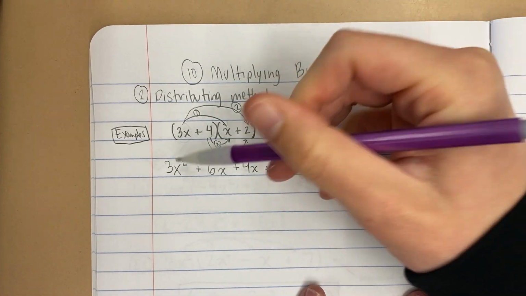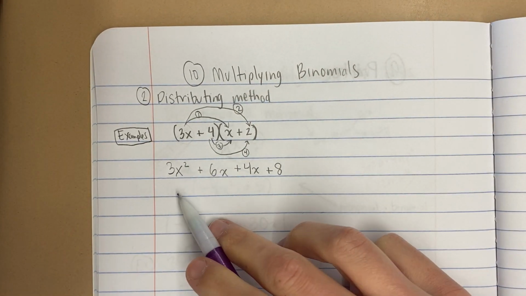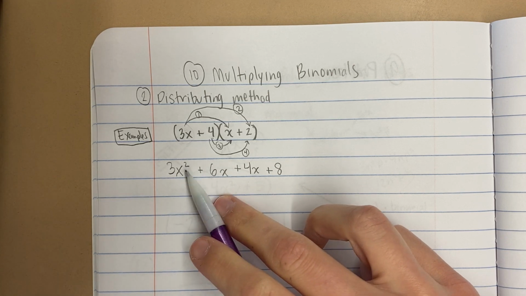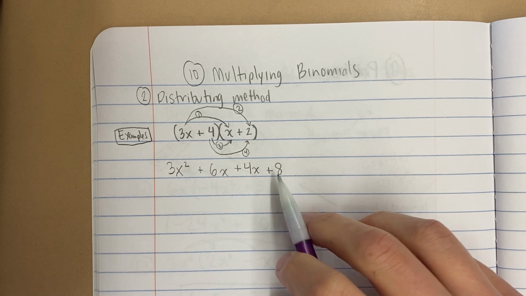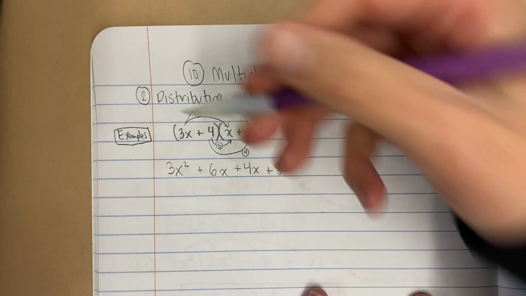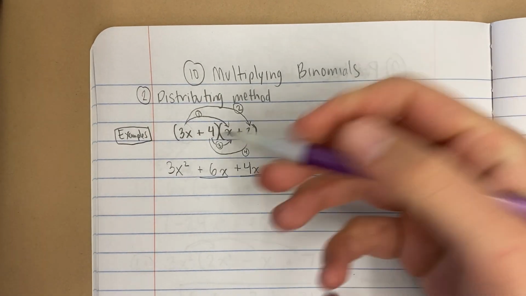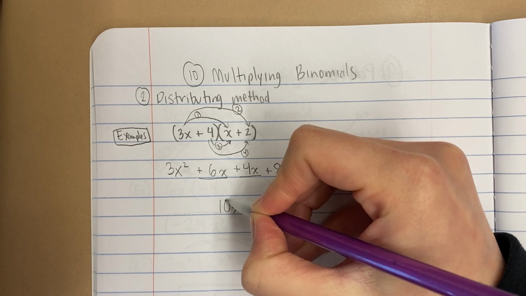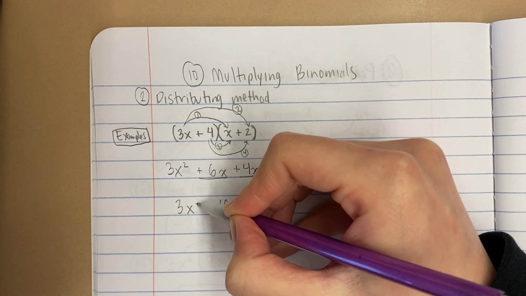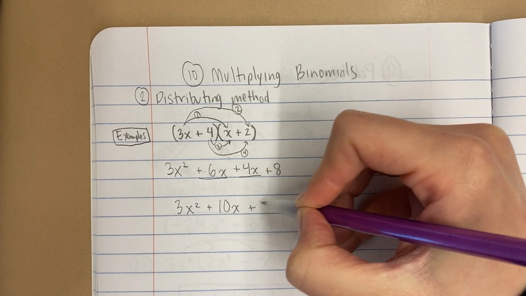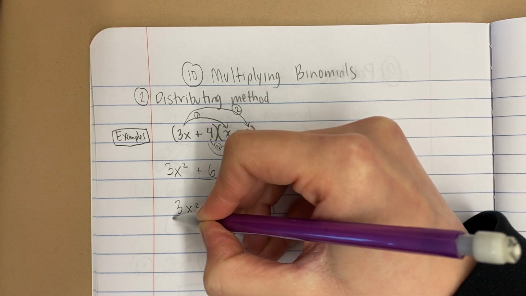Okay, so now I've done all my multiplying, and I actually just have some like terms here, right? This has x squared, there's nothing else with x squared. This has no x, there's nothing else like that, but these two in the middle are like terms. So 6x plus 4x is 10x. Okay, so I'm just combining those two middle terms and bring them down. And this is your answer.